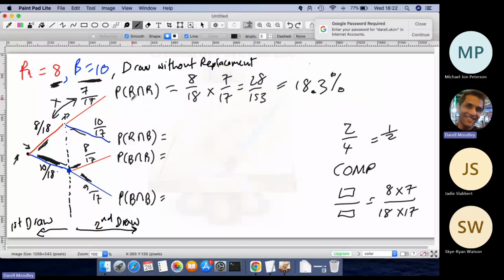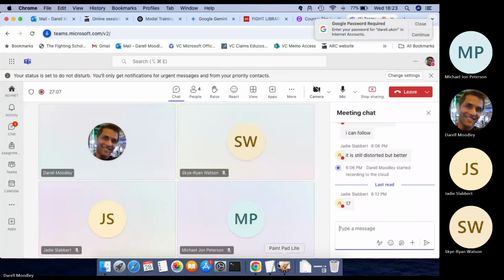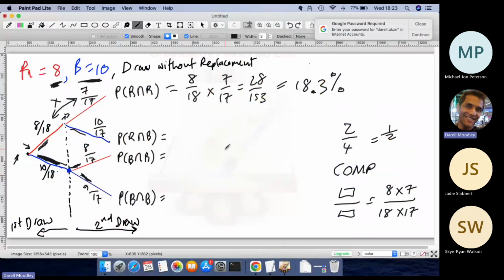Okay, so that's your probability of having a red in the first and a red in the second. Let me go to the chat and see if there's any questions. Nothing. Okay, all right. And you follow the same procedure for each of these probabilities. So now we're on the second level.